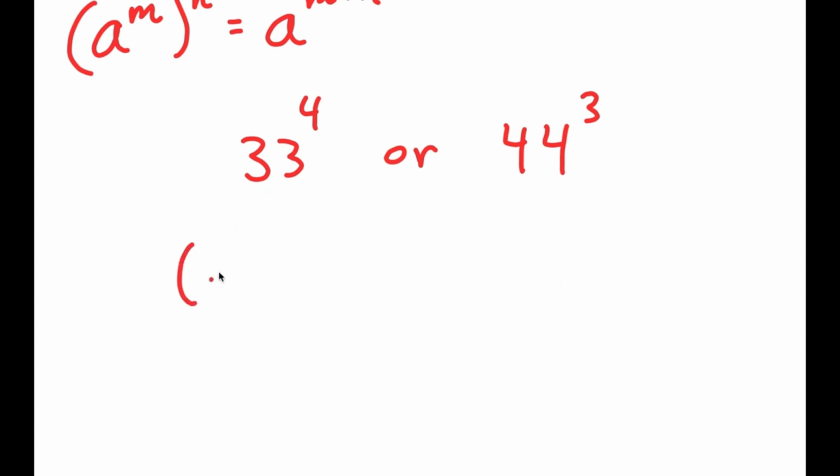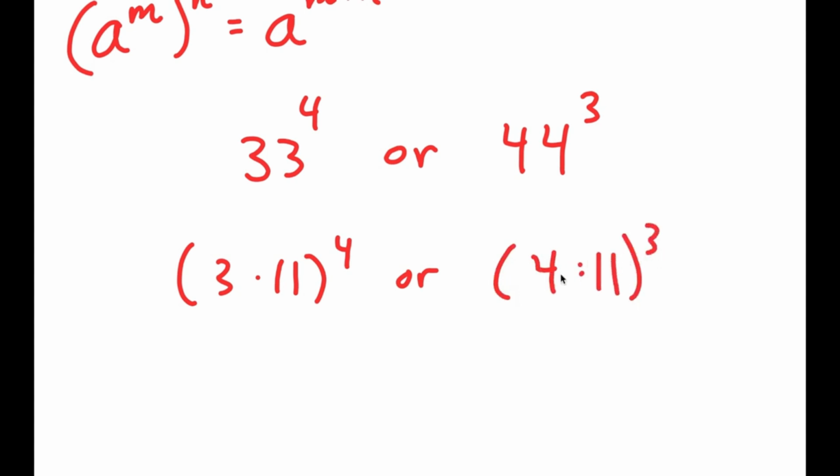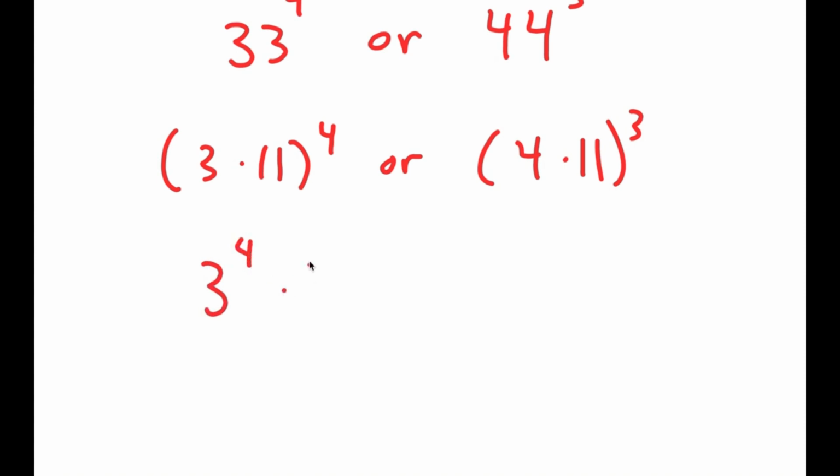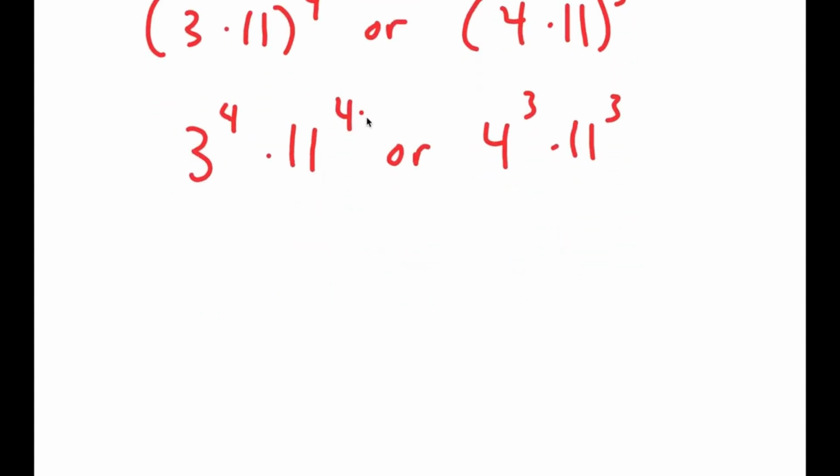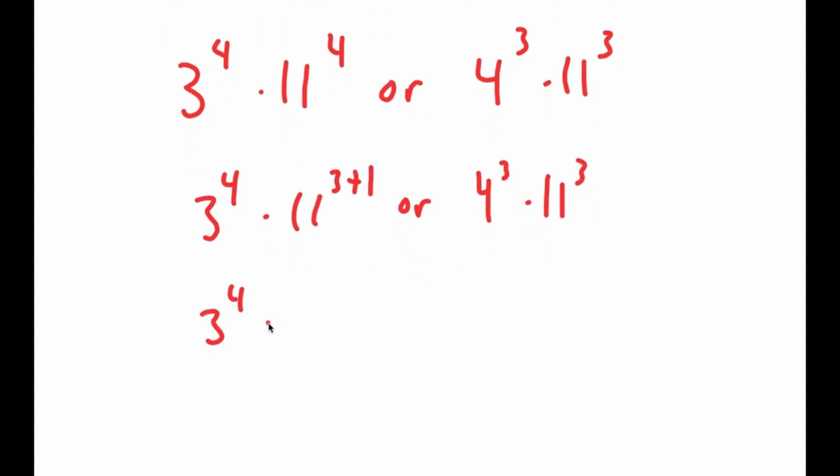Now, I'm going to rewrite 33 to the power of 4 as 3 times 11 to the power of 4, and 44 to the power of 3 as 4 times 11 to the power of 3. So now I get 3 to the power of 4 times 11 to the power of 4, or 4 to the power of 3 times 11 to the power of 3. Now, 11 to the power of 4, I'm going to rewrite as 11 to the power of 3 plus 1. So now I get 3 to the power of 4 times 11 to the power of 3 times 11, because 11 to the power of 3 plus 1 is equal to 11 to the power of 3 times 11. Or I still have 4 to the power of 3 times 11 to the power of 3.